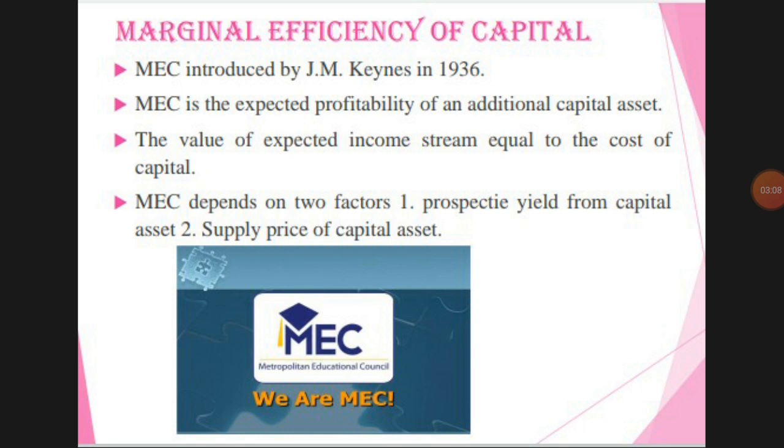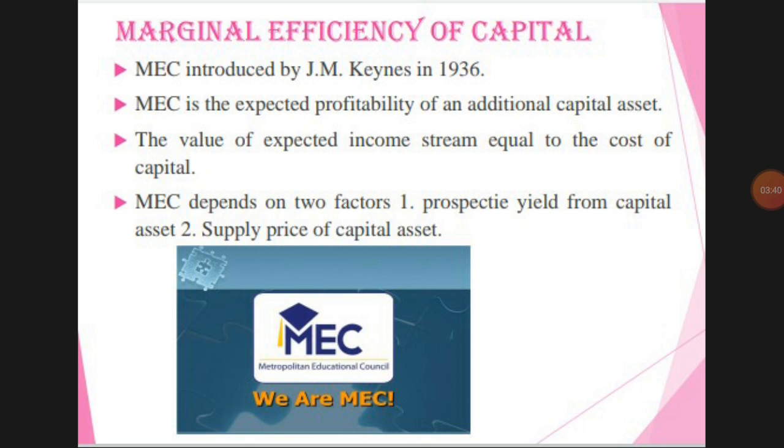So that depends upon two categories. That is the prospective yield on a capital asset. Second one is the supply price of a capital asset. So this is based on three factors. First one is the cost of the capital asset. That means how much I need to start my new business or existing business, and the strategy to apply that capital.